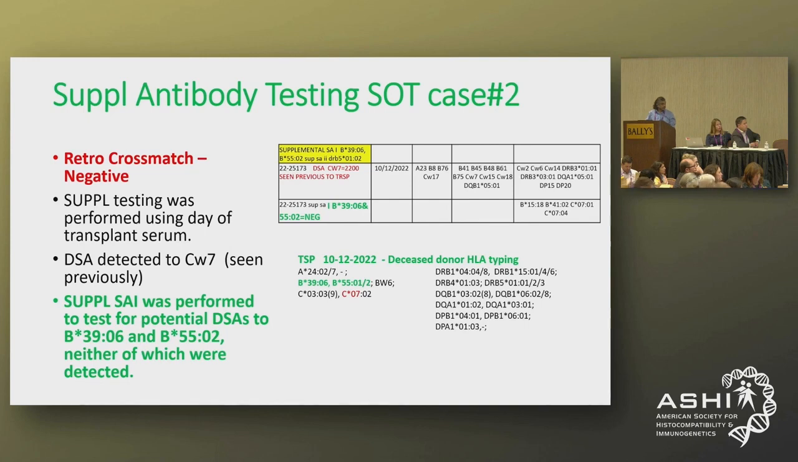This was another case where the supplementary SAB1 was performed to test whether there were potential DSAs to A3906 or B5502, neither of which were there. That means that at least we ruled out those two DSAs pertaining to the donor. They must have had some other non-HLA or other cause of immunological injuries which is not necessarily associated with HLA.